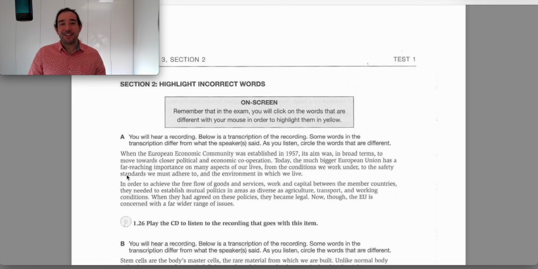This one is my personal favorite, and it is quite simple. We are just going to be listening to an audio, and the audio will be the same as the text that we have here, but you're going to have some incorrect words. When you're doing the exam, you will just listen and click the words that are different. So for example, when the European Economic Forum, this word is different because I said forum, but here it says community. When you hear a word that is different, you just click on it, it gets highlighted, and then you just keep listening, and it's really fun.